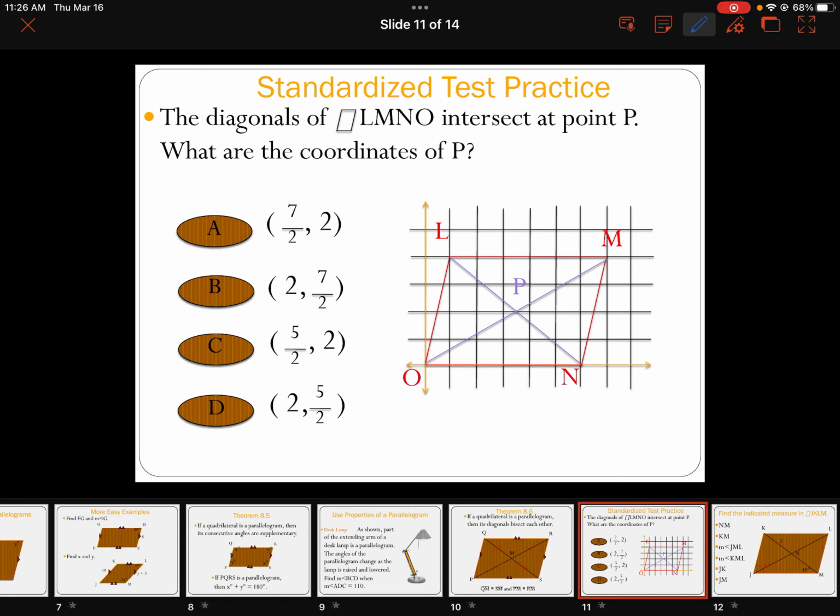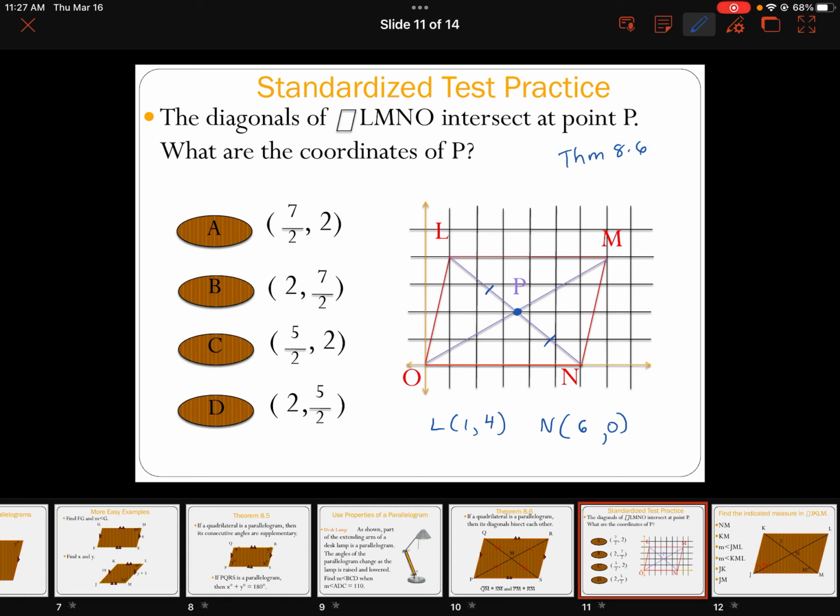Okay? If the diagonals bisect each other, we're using that theorem 8.6. That means segment LP and segment PN are the same. So wouldn't P be the midpoint of segment LN? Remember how to find a midpoint. L lives at, looks like 1, 4. N lives at 6, 0. What point is directly in between L and N?